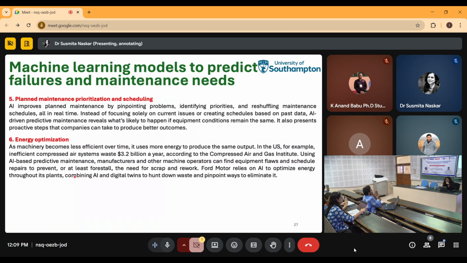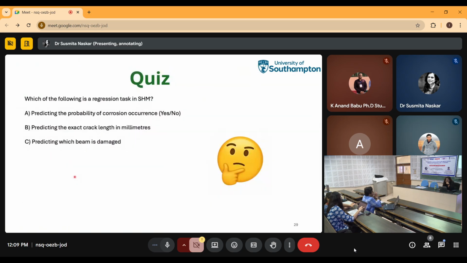So before we go towards the end, let's see some quizzes to understand where we stand. Which of the following is a regression task in structural health monitoring? Predicting the probability of corrosion occurrence, or predicting the exact crack length in millimeters, or predicting which beam is damaged? Which one? B?